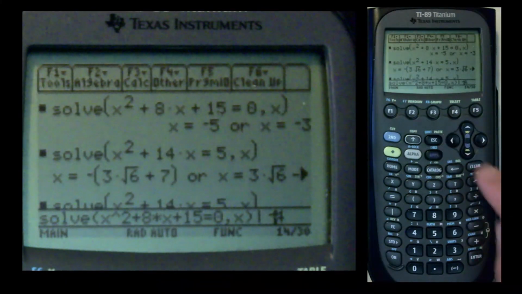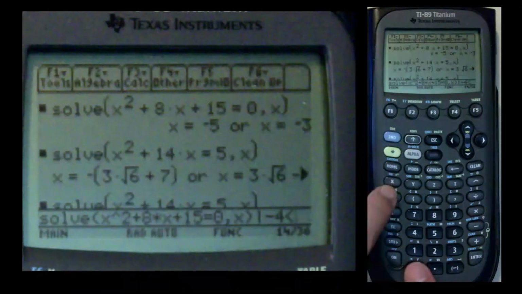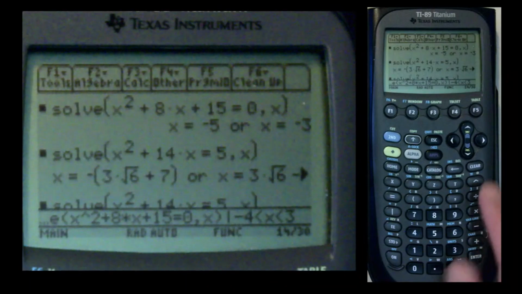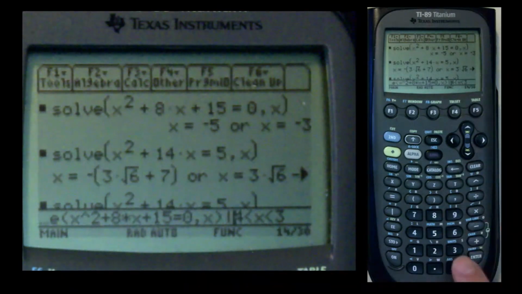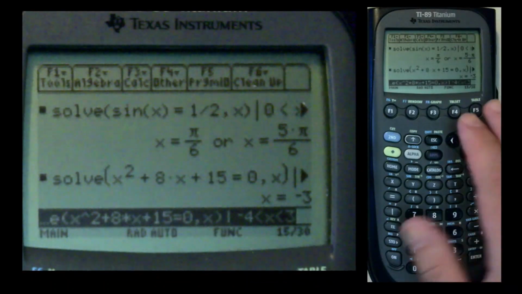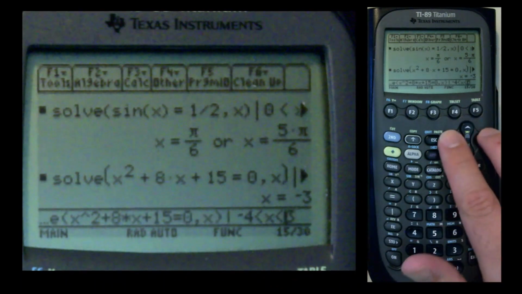If I were to use a minus sign, I'll show you what happens. It's less than x, it's less than 3. Syntax error, that's because you didn't use a negative sign. If I do that, it's only going to give me the answer that's between -4 and 3, which is -3. Okay. Seems kind of silly on that one, where you would find both answers.